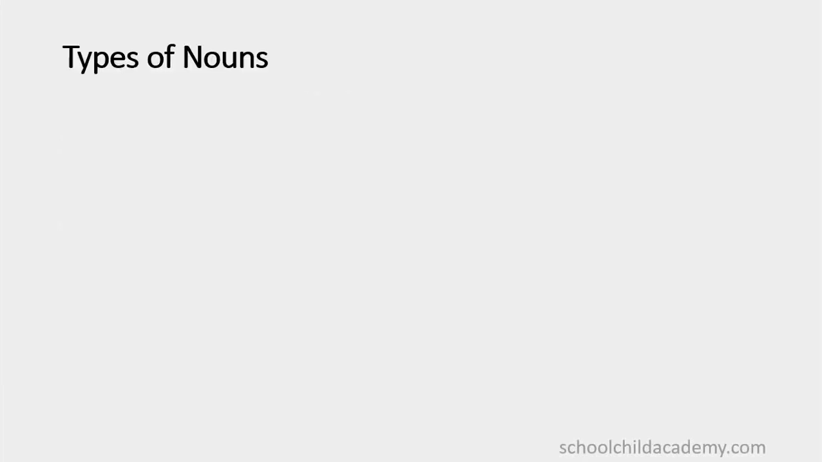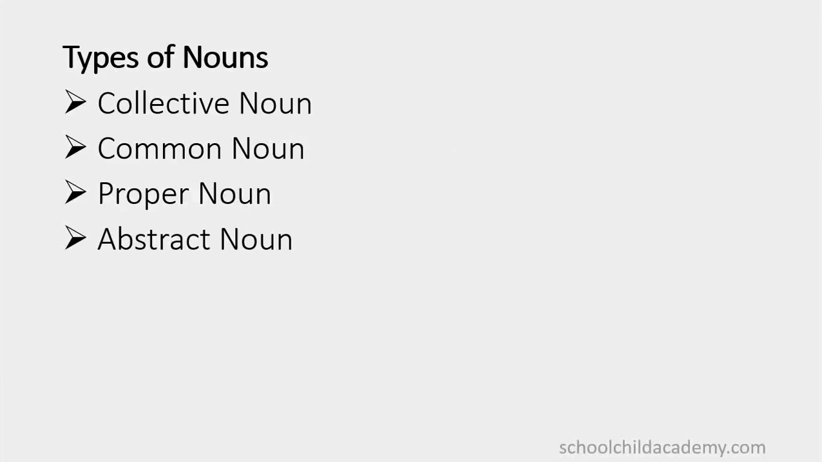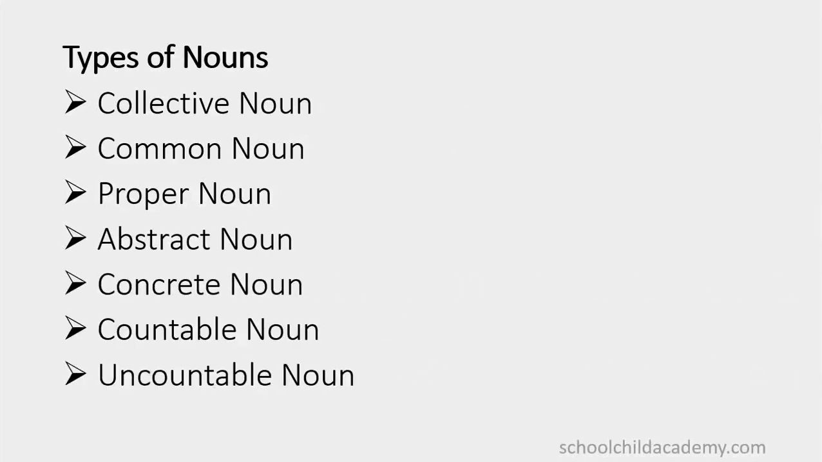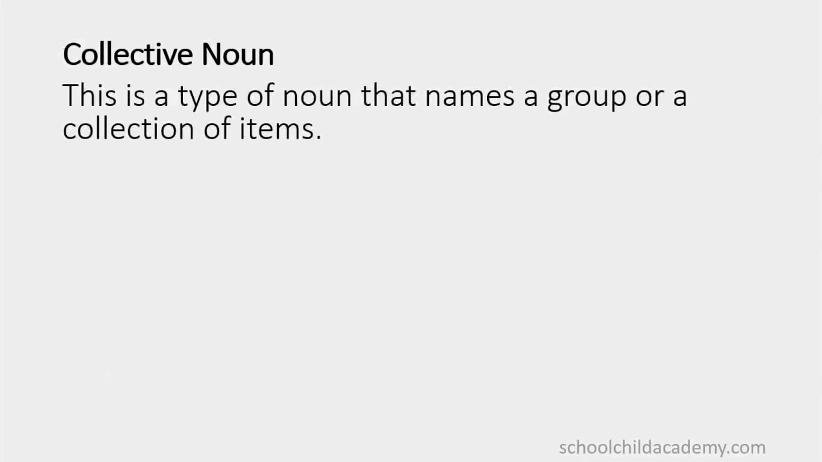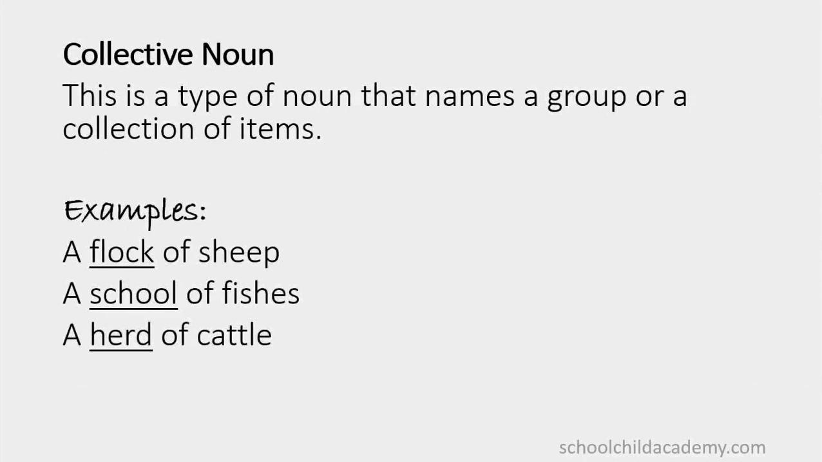Types of nouns. Collective noun, common noun, proper noun, abstract noun, concrete noun, countable noun, and of course, the uncountable noun. Collective noun. This is a type of noun that names a group or a collection of items. Examples: a flock of sheep, a school of fishes, a herd of cattle, a bevy of ladies, etc.